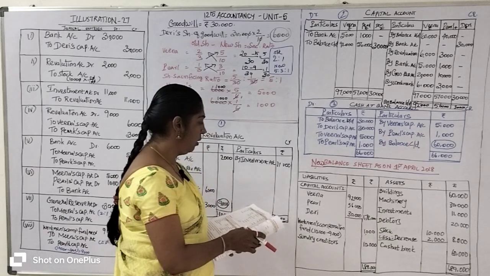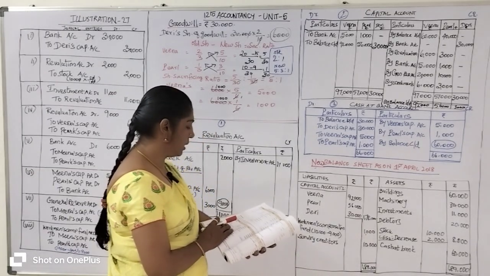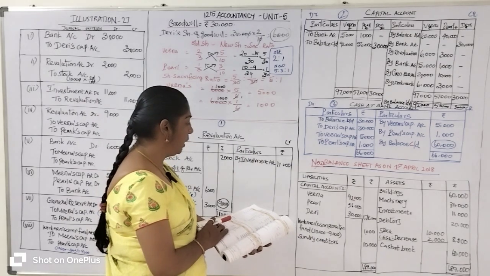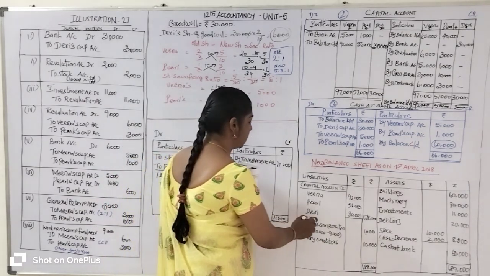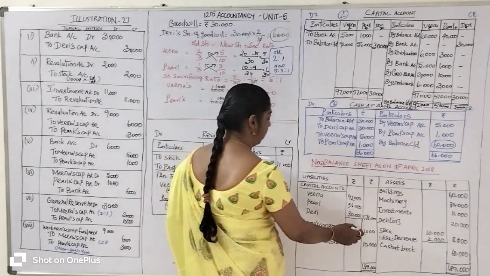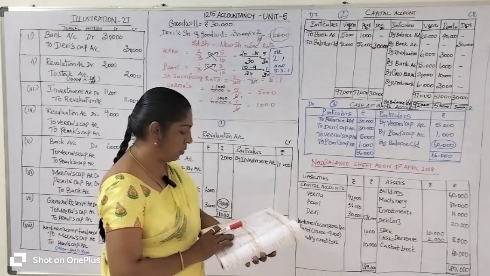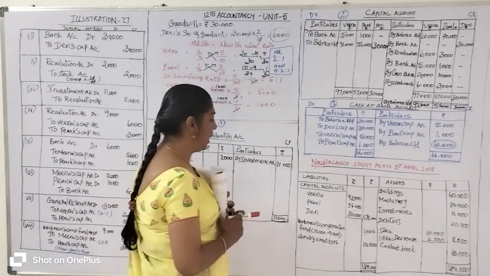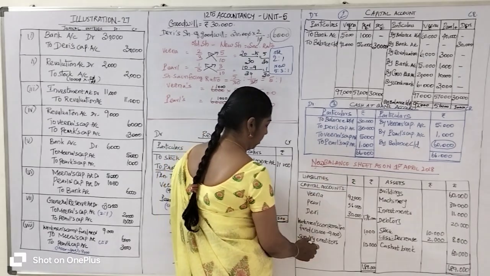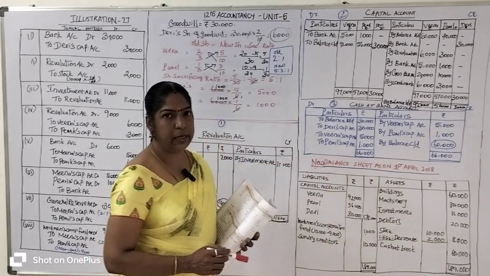Then we take the other accounts related to the liability side and enter them here. Workman compensation fund, we have 1,000 rupees. Then sundry creditors 10,000 rupees, we take from the question and enter into the new balance sheet on the liability side.